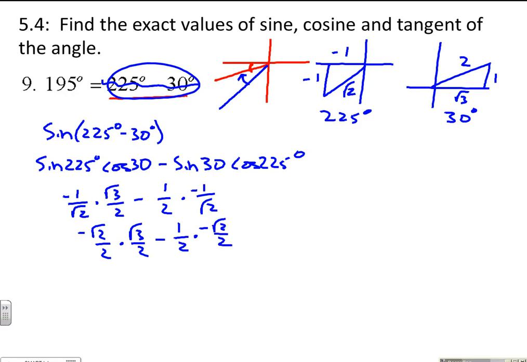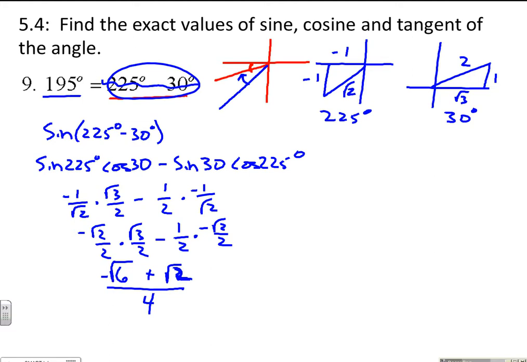I end up with negative root 6 minus times minus plus root 2, excuse me, root 2 all on 4. Okay? And certainly if we wanted a decimal value, we could just get that from our calculator. So assuming we wanted the exact value of sine of 195, there it is.